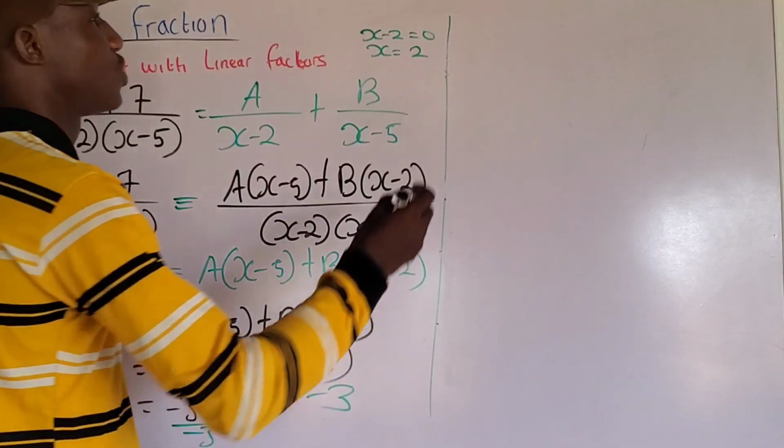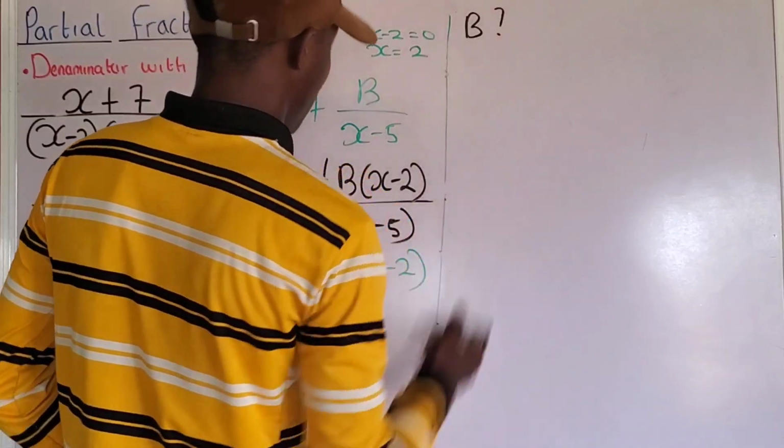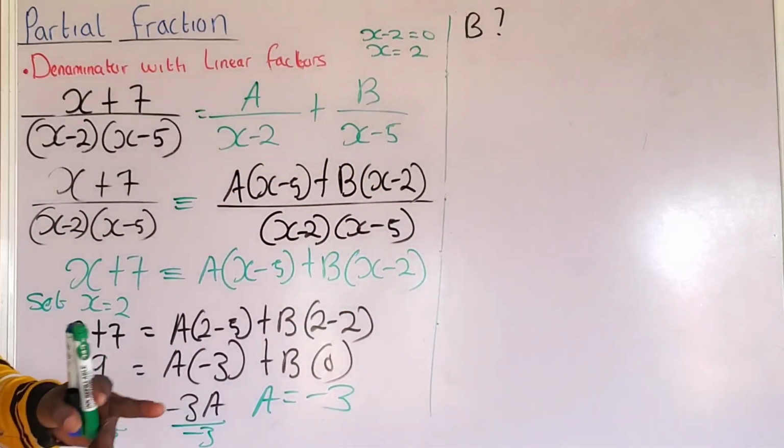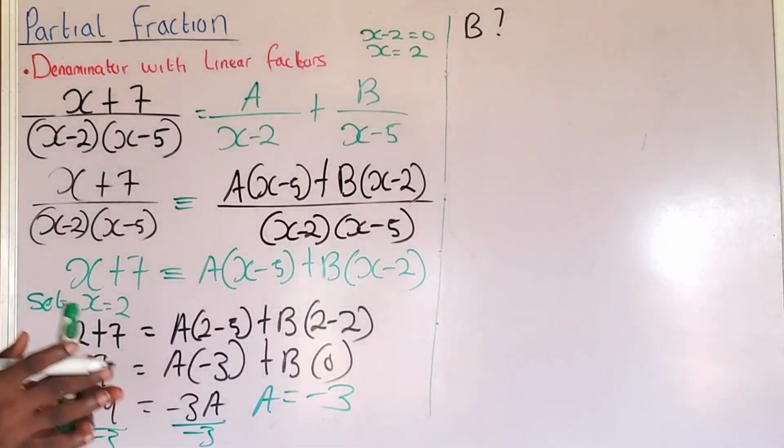Now, having gotten the value of A as −3, you can get the value of B also. To get the value of B, you have to check the factor that is multiplying A. The factor that is multiplying A is what?